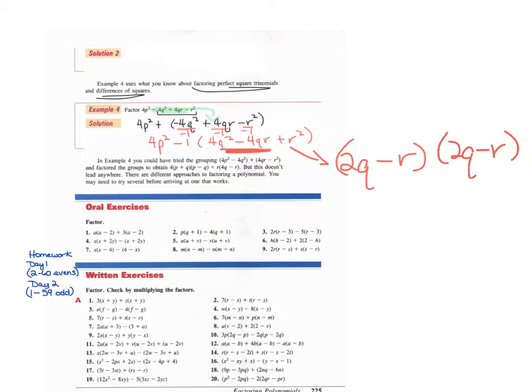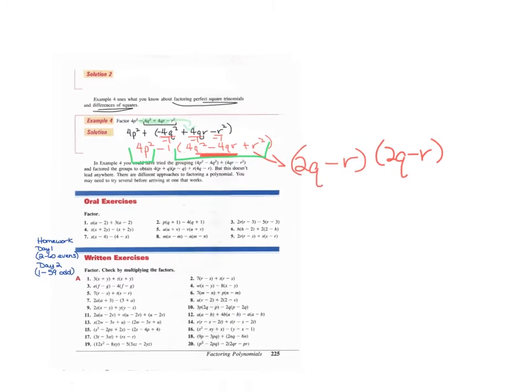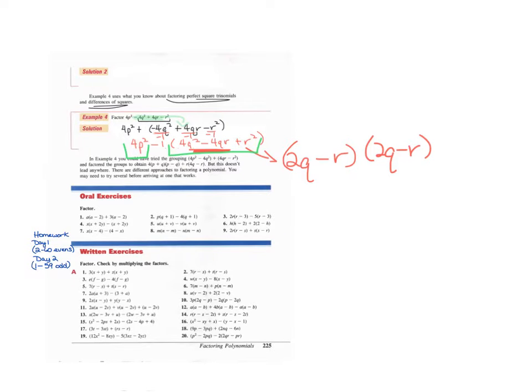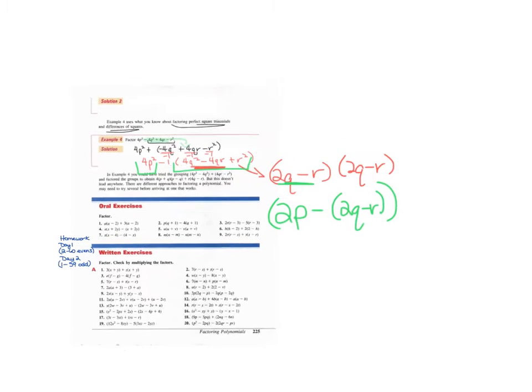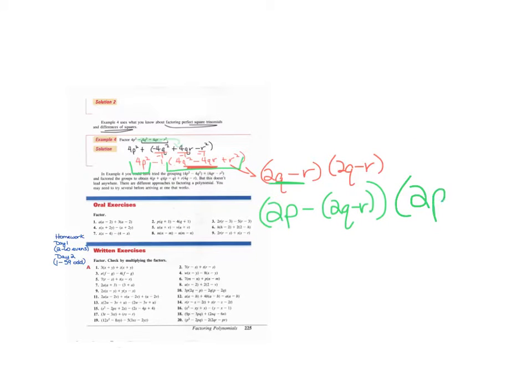Now, what I've got right here is a perfect square, and this whole thing is a perfect square. So when I go to factor this, it's going to be the difference of two squares. So I'm going to put 2p and then minus one of these, and then 2p plus one of these. This is how we're going to factor the difference of two squares.